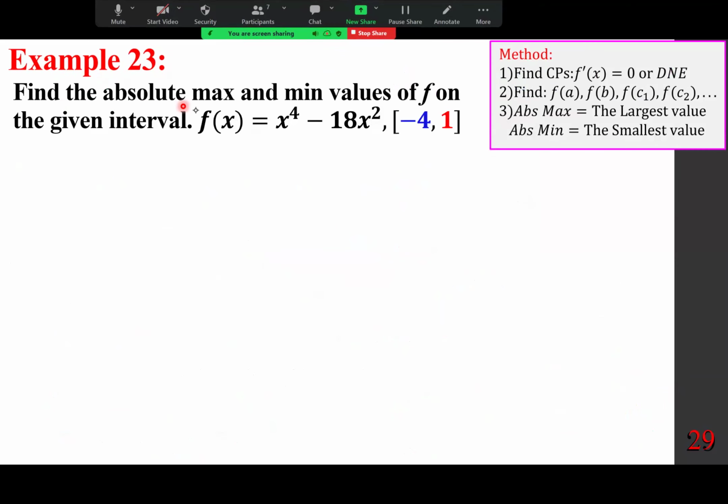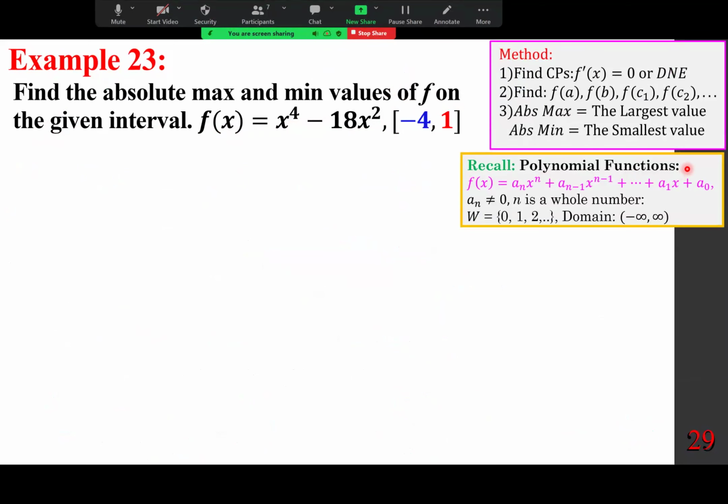Find the absolute max and min values of f of x in the given interval, where f of x is x to the power of 4 minus 18x squared, and the closed interval is negative 4 to 1. We're going to use the closed interval theorem. First and foremost, let me remind everybody what a polynomial is.